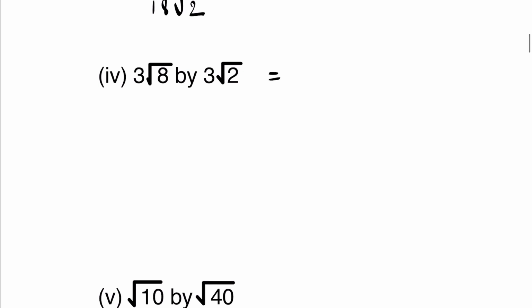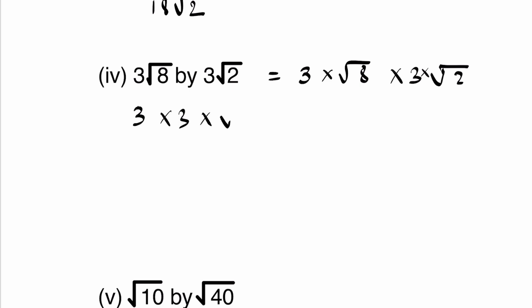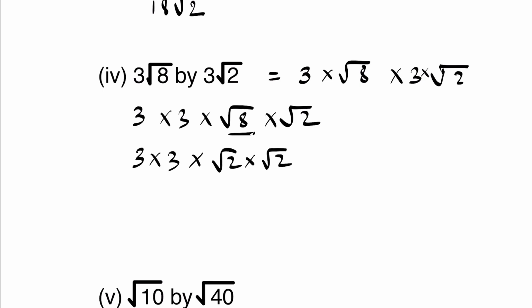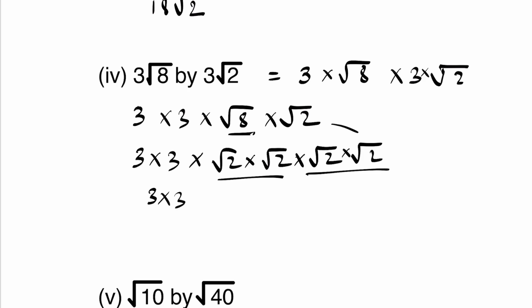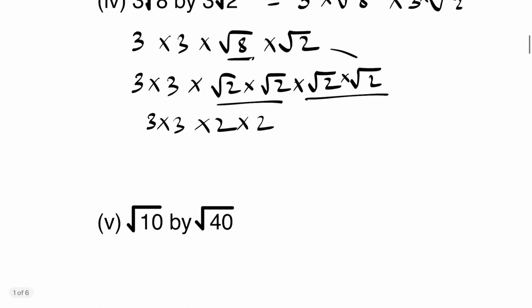Now again this question, multiplying 3 root 8 into 3 root 2. So this will become 3 into 3. Now root 8 into root 2: root 8 can be written as root 2 into root 2 into root 2, so this will become 2 and this will become 2. So 3 into 3 into 2 into 2, which is 9 into 4, which is 36.